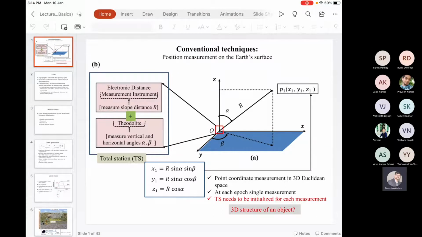Okay, so in the previous lecture, we discussed how the concept of LiDAR evolved. There we discussed how the total station works. We discussed that a total station is a combination of an electronic distance measurement instrument and a theodolite. Then we talked about the limitations of TS-based data acquisition, and derived why LiDAR technology is required.